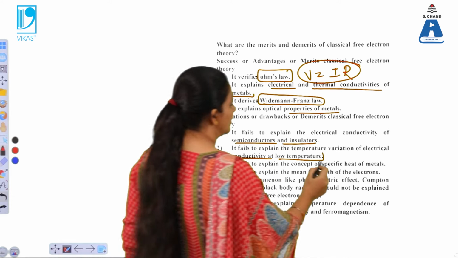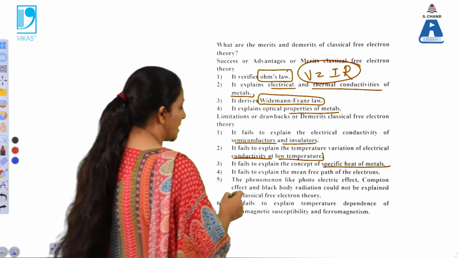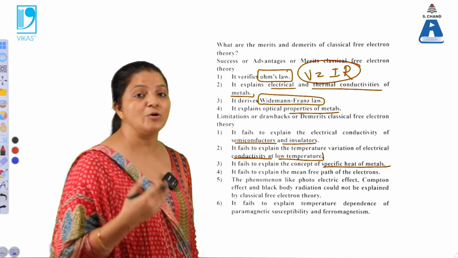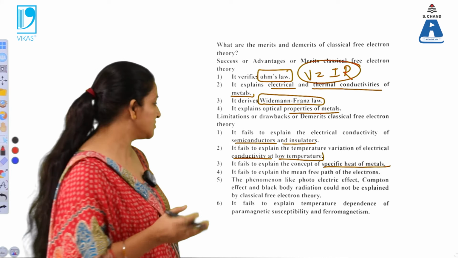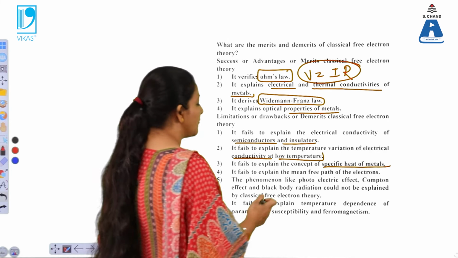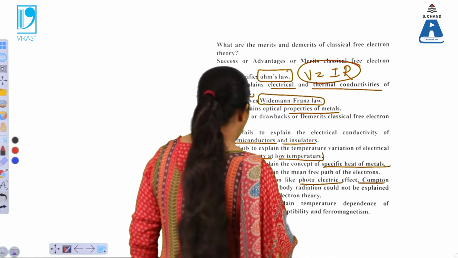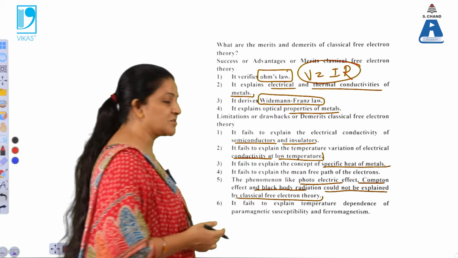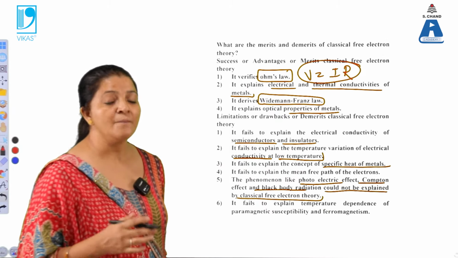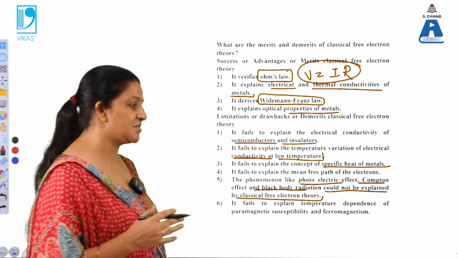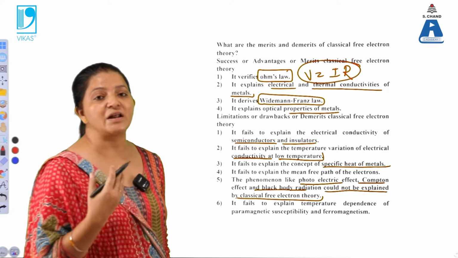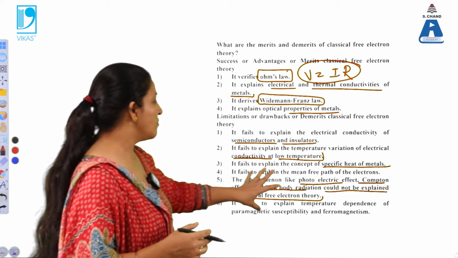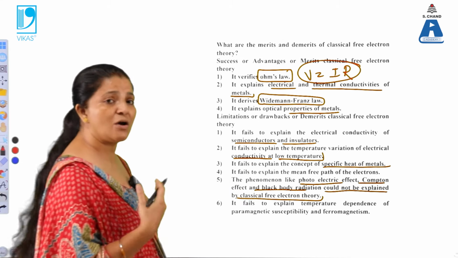And also the specific heat of the metals cannot be explained. This theory fails to explain the mean free path of the electrons, because electrons are not able to move freely. Next, phenomena like the photoelectric effect, Compton effect, and black body radiation cannot be explained by the classical theory of metals. They can be explained by taking quantum mechanics. According to quantum mechanics, waves are also associated with the particle, and light is taken as a wave also. So these phenomena can be explained by using quantum theory.